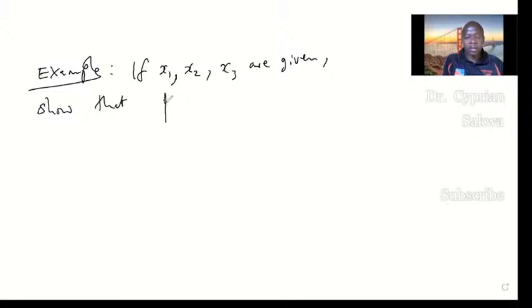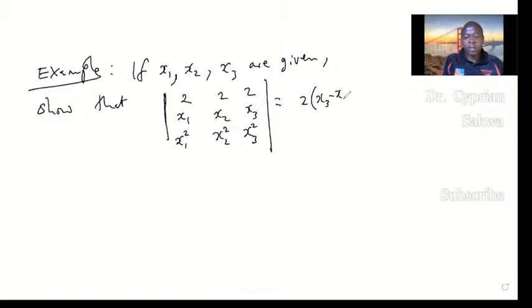the determinant of 2, 2, 2, x1, x2, x3, x1 square, x2 square, x3 square would be the same as 2 multiplied by x3 minus x2, x3 multiplied by x1, and x2 multiplied by x1. So the question is, show that this determinant is the same as that.